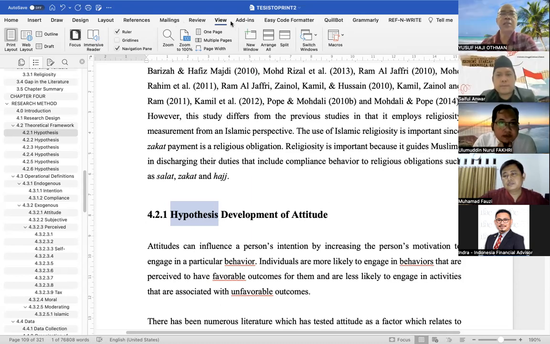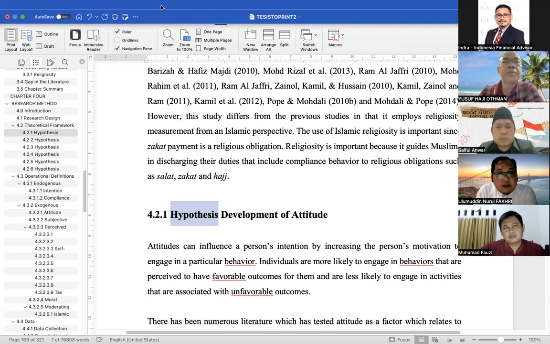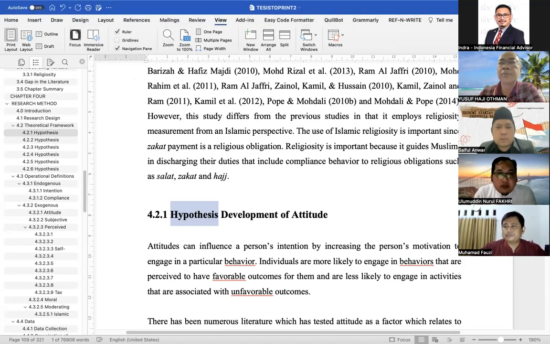If you have any question, okay. Yes, Prof. Patris, please. If our variable cannot find or get a reference, what will we do? Suppose your variable, Islamic religiosity, maybe we can get more references. What will we do?